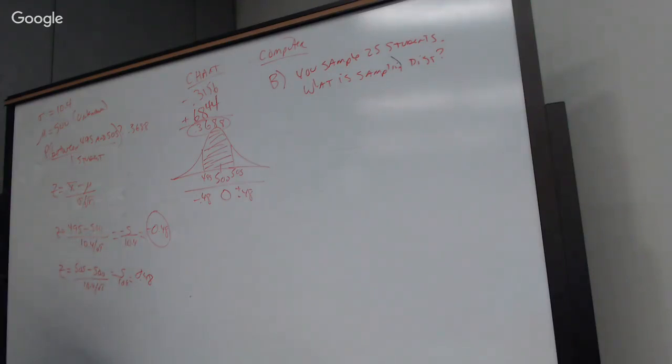You guys are all kind of on the right track, but you're not, because it's asking you a different question. What is the sampling distribution? What does that mean? What does it look like? What does the sampling distribution look like? Does that help?